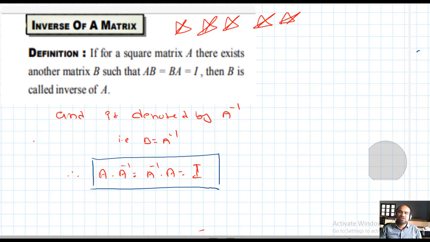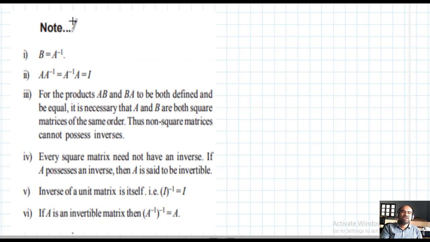First of all, the definition is important. What is inverse? What is adjoint? Okay, so this is the definition of inverse of a square matrix. Okay, students, some important observations are given. You should accept this. B equal to A inverse. For the product of AB and BA to be both defined and be equal, it is necessary that A and B are both square matrices of the same order. Thus, non-square matrices cannot possess an inverse. This is an important note.